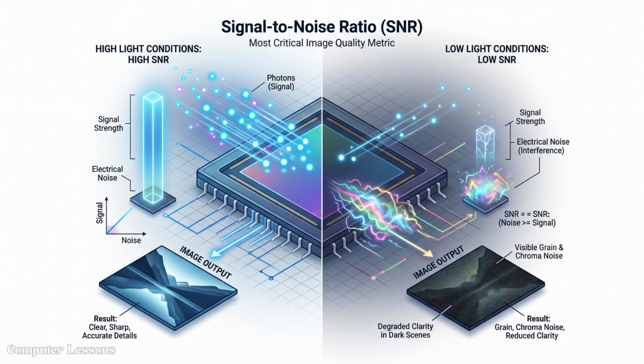Signal-to-noise ratio, or SNR, is the most critical metric for determining the overall quality of an image. In low light, the number of photons hitting the sensor is low compared to electrical noise. This interference creates the grain or chroma noise that degrades clarity in dark scenes.